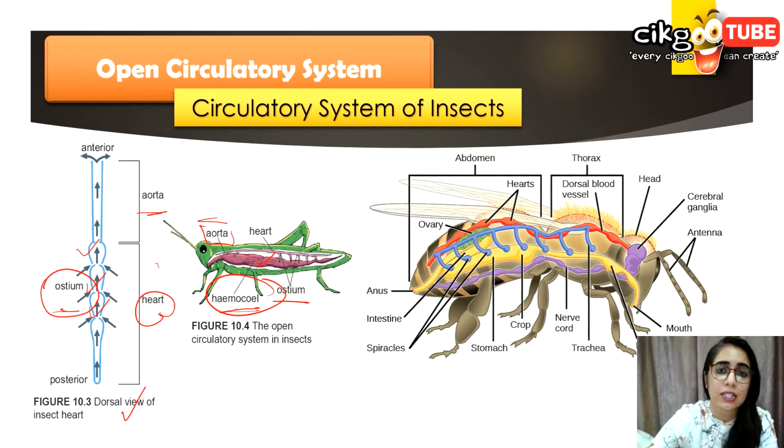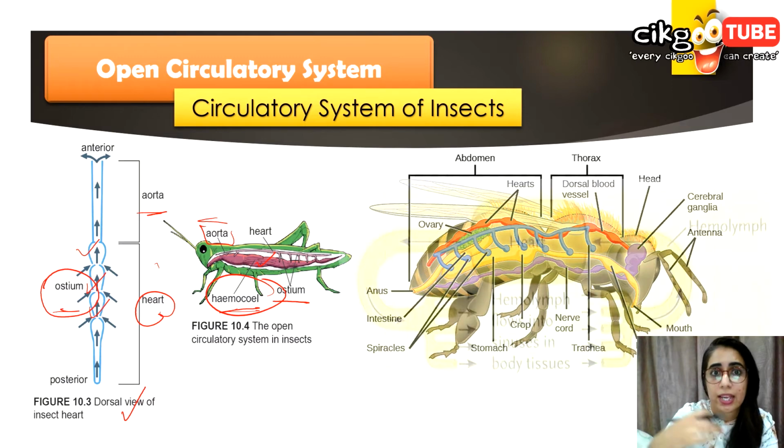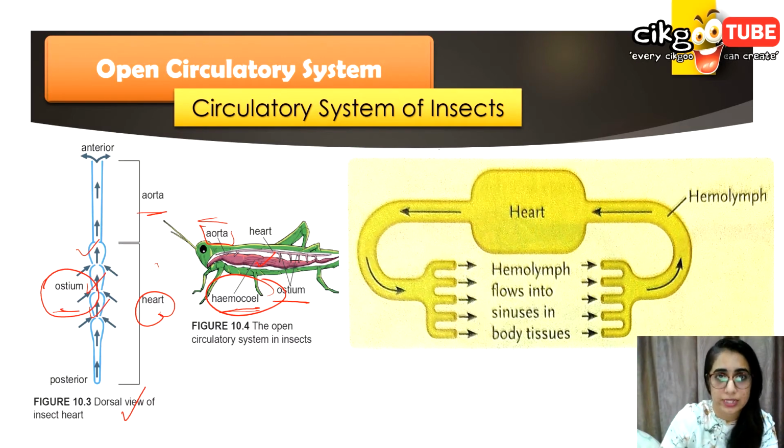Now, the direction of the hemolymph circulation. Hemolymph is pumped by the heart to the vessel, and hemolymph will bathe the body cells. The contraction of the muscle and valves will cause the hemolymph to move to the heart again. So hemolymph enters the circulatory system through the ostia of the heart. You can see in the picture shown.